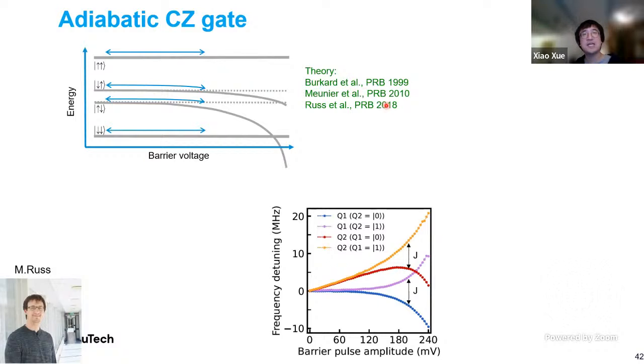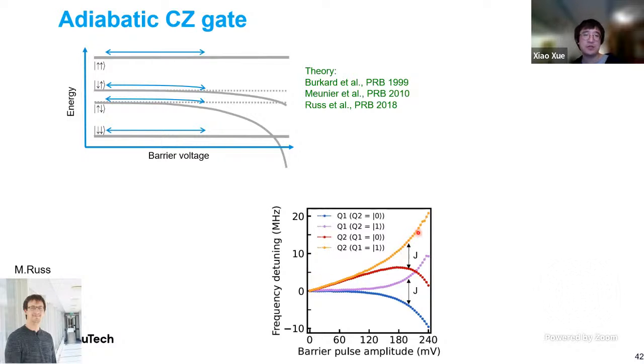But for the CZ gate, basically now we set them precisely at the symmetry point. So basically their chemical potentials are very well aligned. And now we perform the CZ gate. We want to make the CZ gate adiabatic. So first of all, we need a complete characterization of the two-qubit interaction.